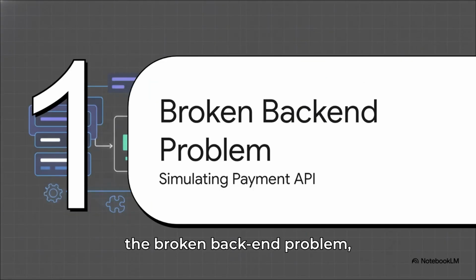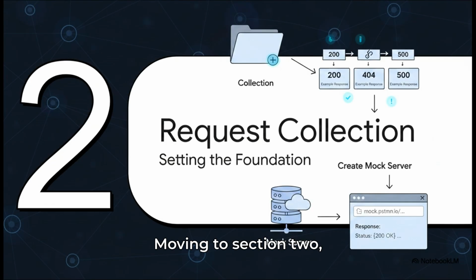Section 1. The broken backend problem. Simulating the payment API. We desperately need to test how our front end handles 404 and 500 errors, but the real API is down for maintenance. So, we simulate it. Moving to Section 2.